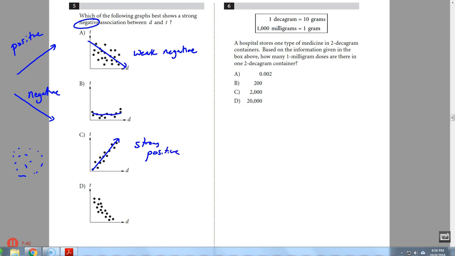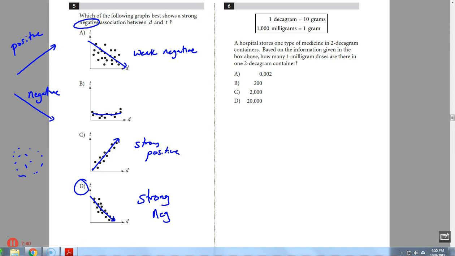And I'm showing you all these because on the test that you take, they might be different than a strong negative. So I want to explain those to you. And part D is coming down. The dots are tight, but this one is definitely the answer. This is a strong negative correlation. So the correct answer for number 5 is D.